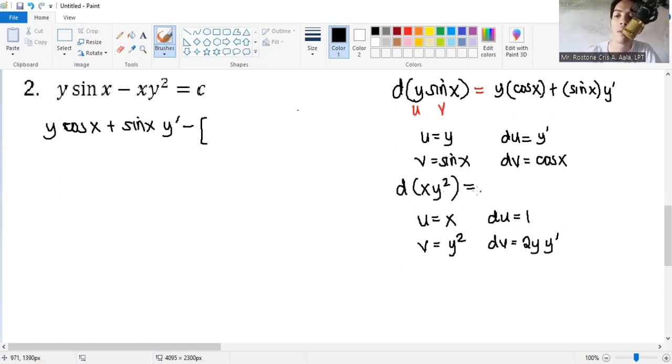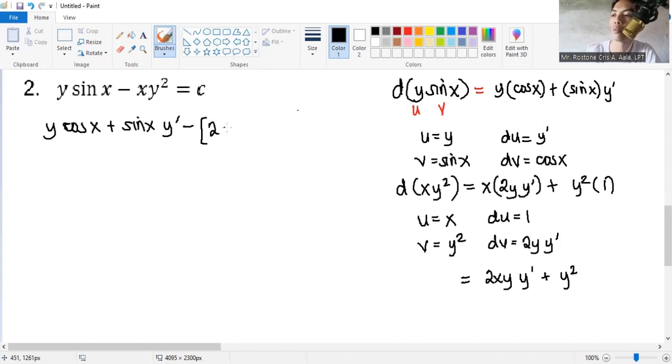Okay, now let us plug in into the formula. So we have u dv plus v du. So our u here is x multiplied by the dv, which is 2y y prime. Then plus v du, we have y squared multiplied by 1. Okay, so in this case, to simplify this, we have 2xy y prime, then plus y squared. Ipa-plug in natin ito dito sa loob ng bracket. We have 2xy y prime plus y squared. Then equals, the derivative of the constant is 0.